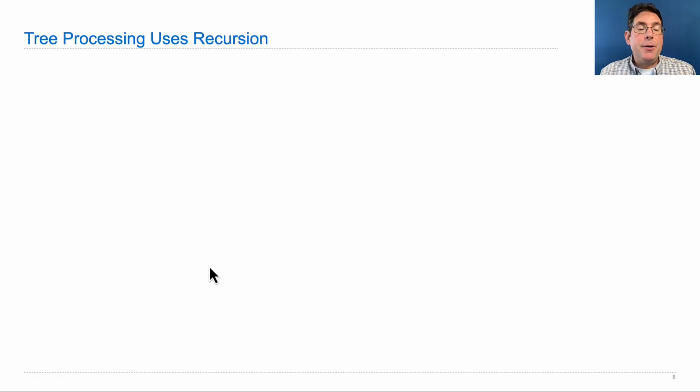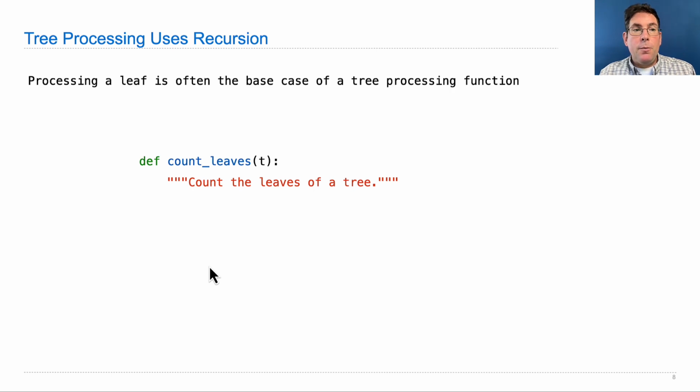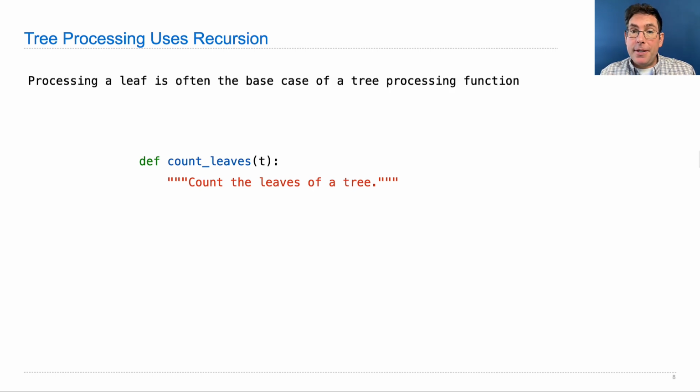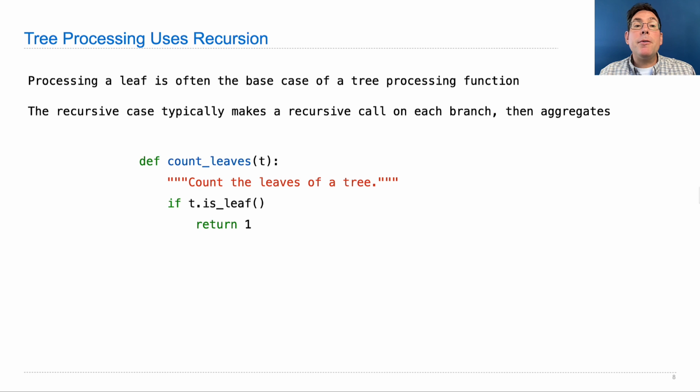Once you have a tree, you often want to do something with it, and that usually involves recursion, because trees have trees within them. So for example, if we wanted to count the leaves of a tree, we could write a function that takes trees, and it will be a recursive function. When writing a function that takes trees, processing a leaf is often the base case. In this case, if there's just a leaf, then the number of leaves is 1. The recursive case typically makes a recursive call on each branch, then aggregates the results in some way.